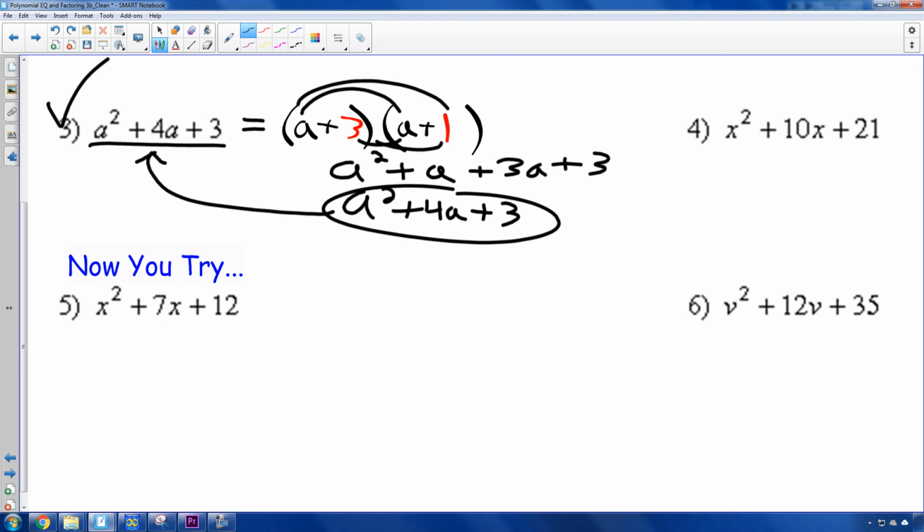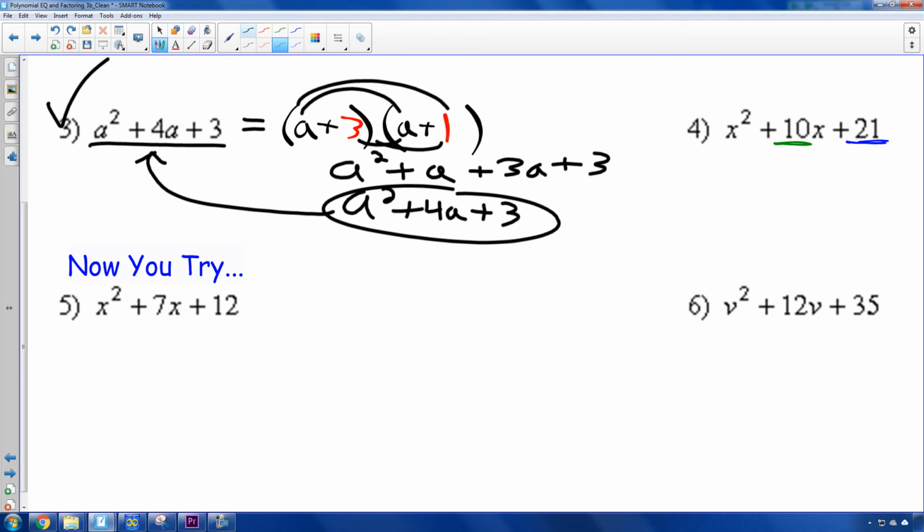Lastly, we have to ask ourselves, what will multiply to 21 and add to 10? Very good. So we're looking for things that will multiply to 21. It's okay. My studio audience here was a little shy to shout out the answers there. So we want to multiply to 21 and add to 10.